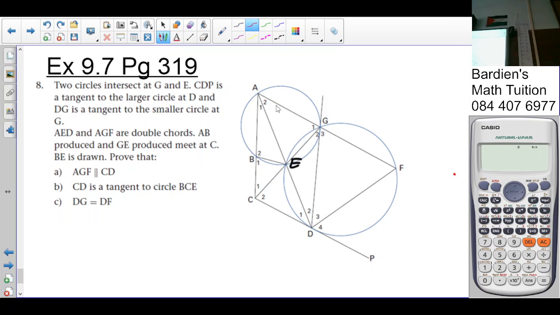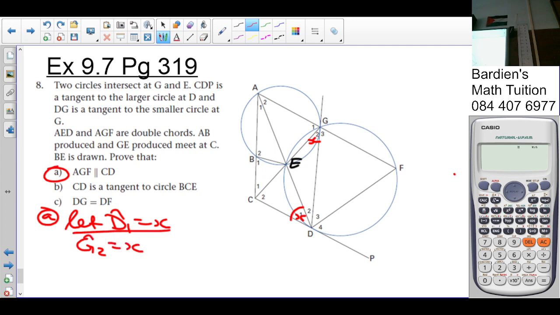Okay, so let D1 equal x. So we say let angle D1 equal x. So if that's equal to x, then we know that G2 is x. Okay, so angle G2 is equal to x. Why? Tan-chord theorem. Then we know that A2 is x. Why? Also tan-chord theorem.